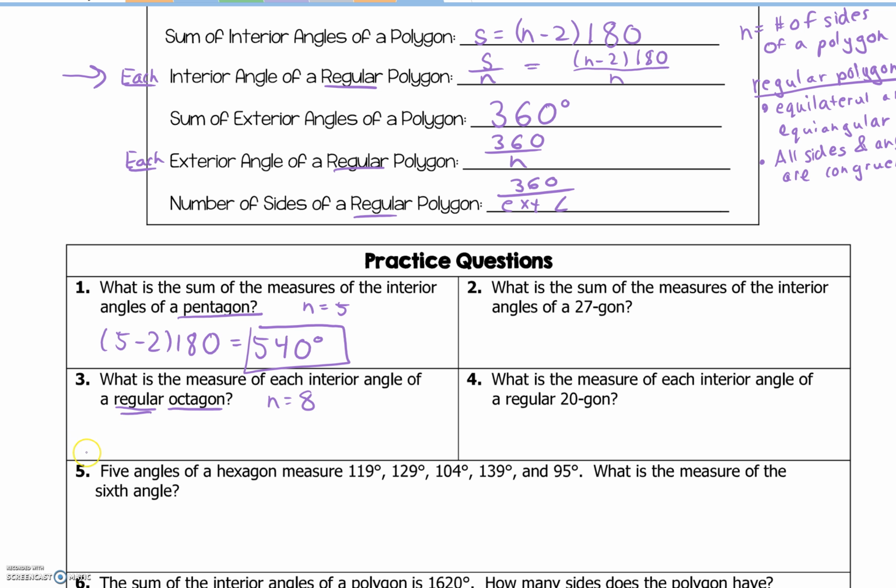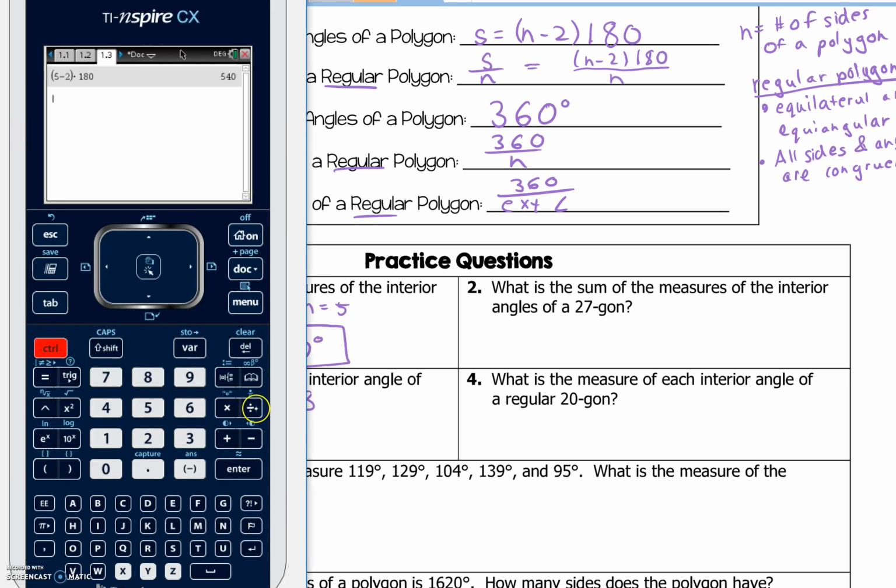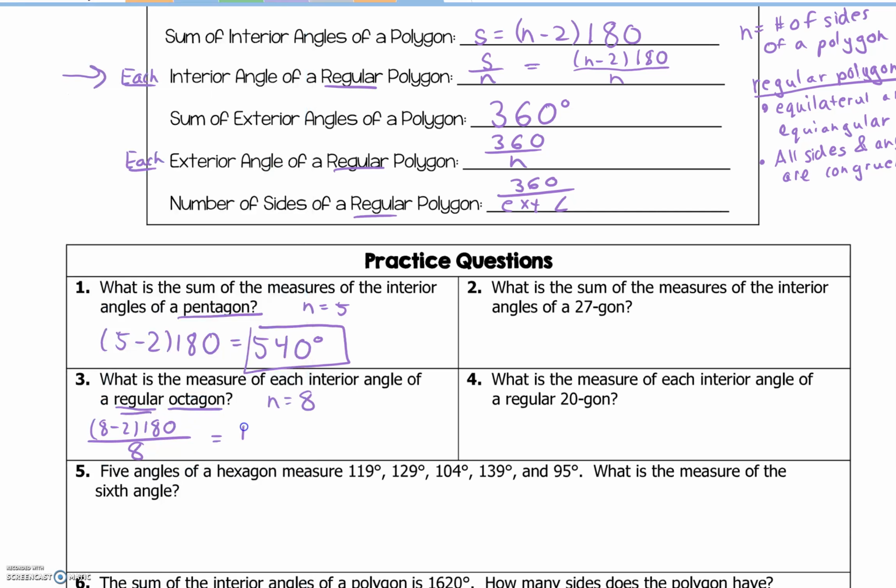So the sum of the interior angles is 8 minus 2 times 180, and I need to divide that whole thing by the number of sides, which is 8. I can put that in the calculator exactly as it looks. I'm going to hit Control and divide to get a fraction there. I put in 8 minus 2, multiply that by 180, and then divide that by 8. And my answer is 135. Again, that is degrees.